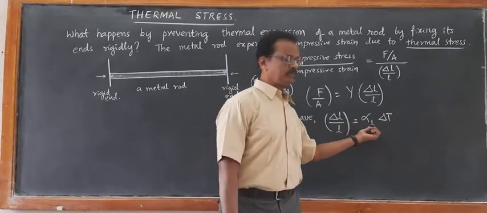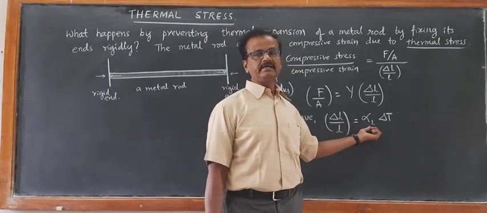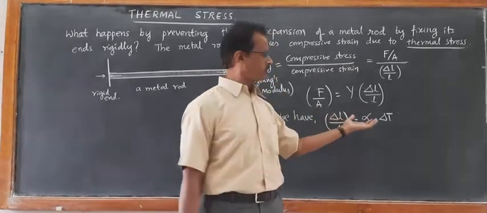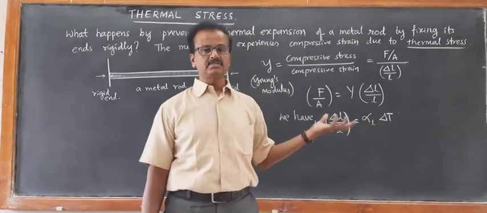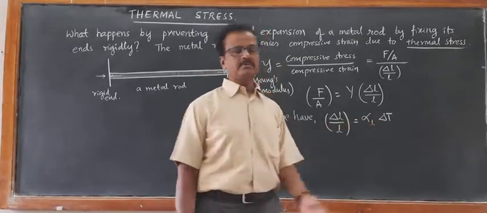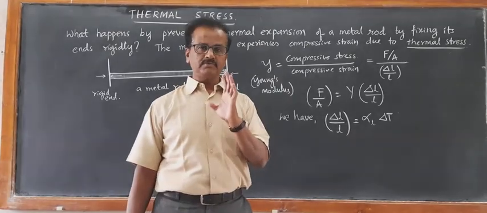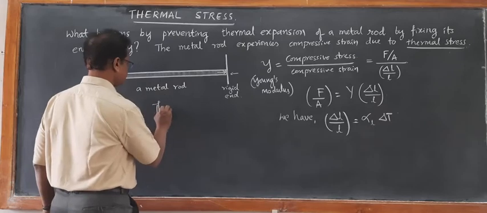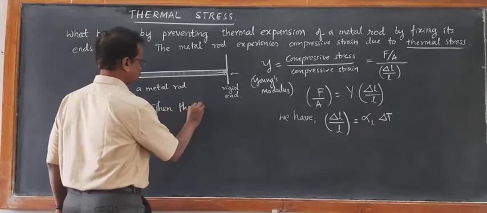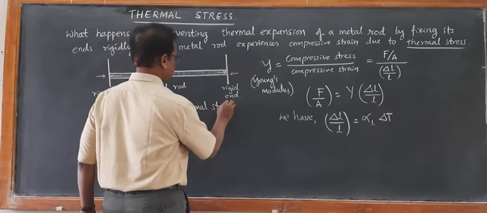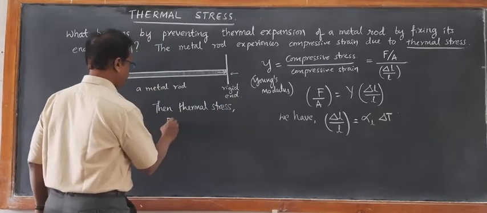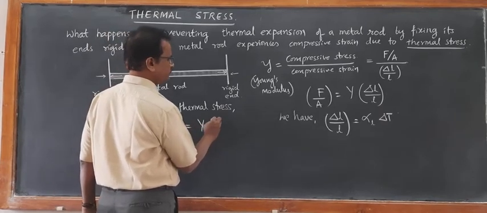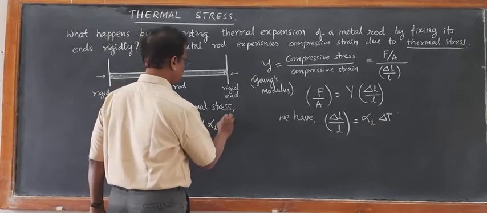The knowledge of the coefficient of linear expansion, which is a constant for that particular metal rod. If it is an iron rod, we have to take alpha L for iron. If it is a steel rod, we have to take the value of the coefficient of linear expansion of steel. So if you substitute in this equation, thermal stress F by A now becomes equal to Y into alpha L delta T.